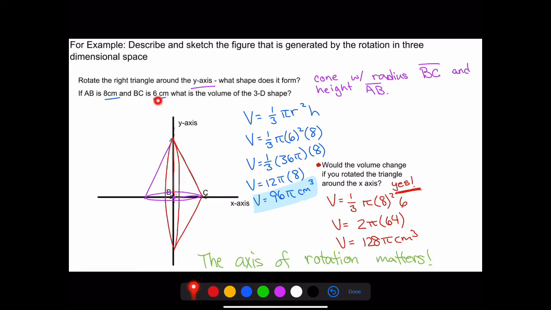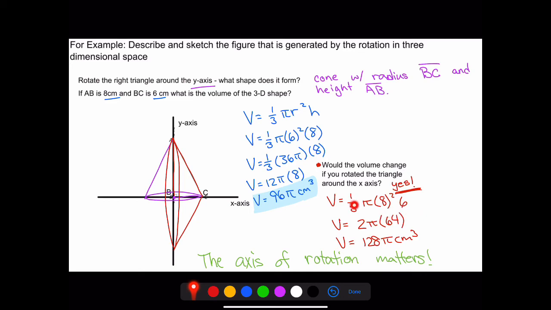Again, I'm going to use the same exact measurements. But this time, my radius is 8. My radius is AB now, and my height is BC. So again, the 8 and the 6 switch spots. So now we have volume is equal to 1/3 pi times 8 squared times 6.